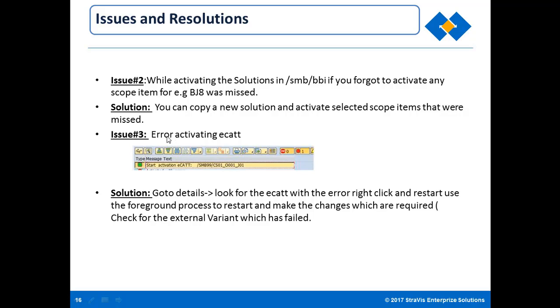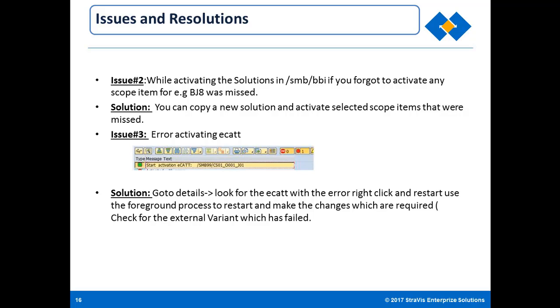The other issue that we have faced is error activating the ECAD. While you're in the process of activating your best practice solutions, you sometimes face an issue where you see that the ECAD has an error. So you have to get into the detail. You see the detail button over here, you go into that and you would find the variant which has an issue. You have to right click on that variant and do a restart.